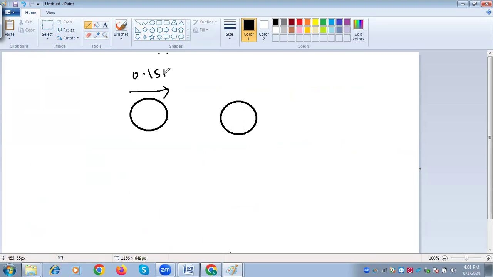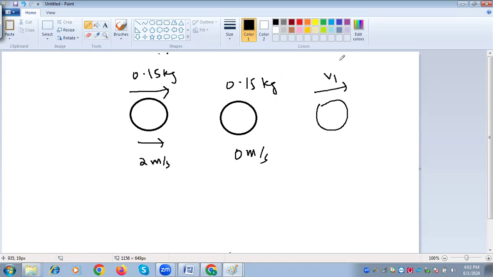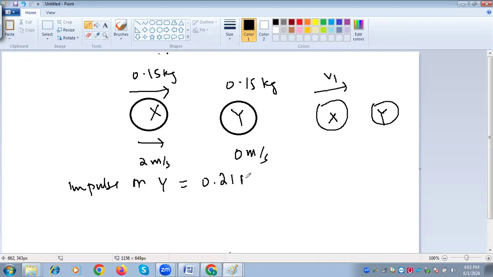Sphere X has mass 0.15 kg moving at 2 meter per second. Sphere Y is at 0 velocity. Its mass is also 0.15 kg. And after the collision, what will be the velocity V1 of sphere X? And the momentum of Y after the collision changes, so it moves with a certain velocity. So the impulse on Y is 0.21 Newton second.